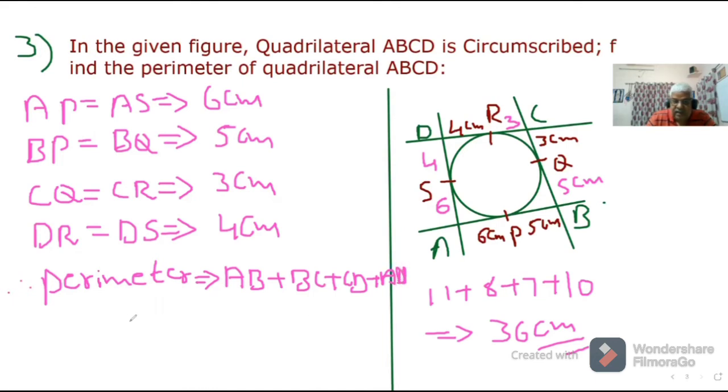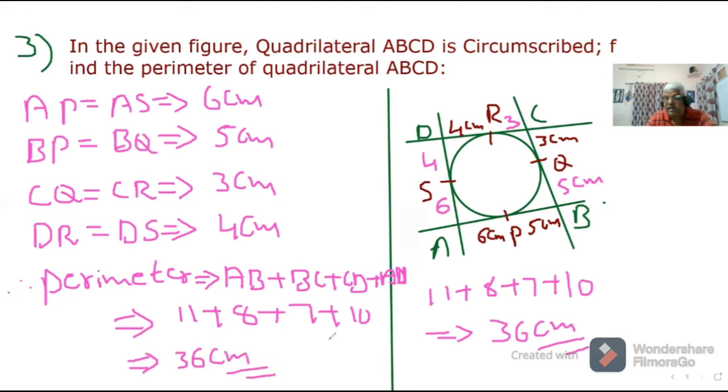Okay, dear friends, now you substitute one by one measurement. AB, what you got, 6 plus 5 is 11, plus 5 plus 3 is 8, plus 4 plus 3 is 7, next 6 plus 4 is 10. Therefore, overall, the perimeter of the quadrilateral here is 36 centimeters. This is your final answer.